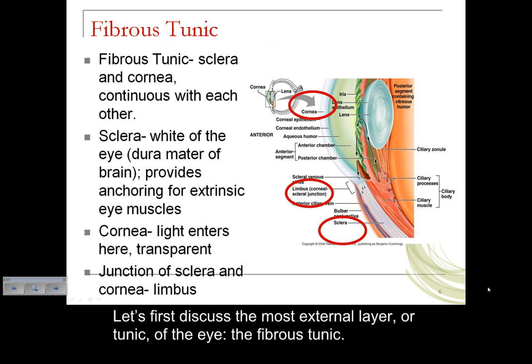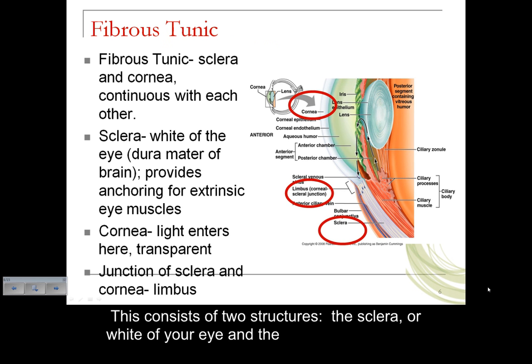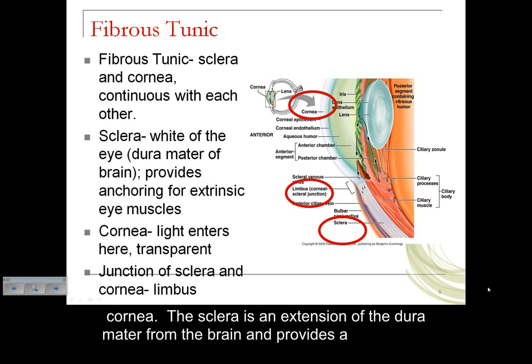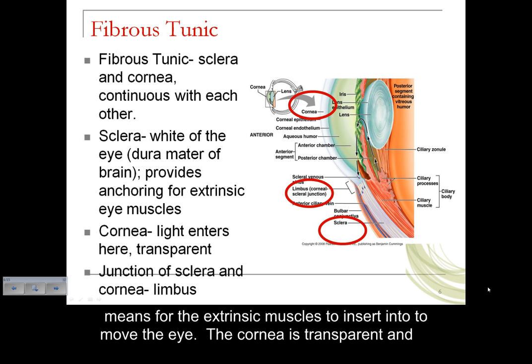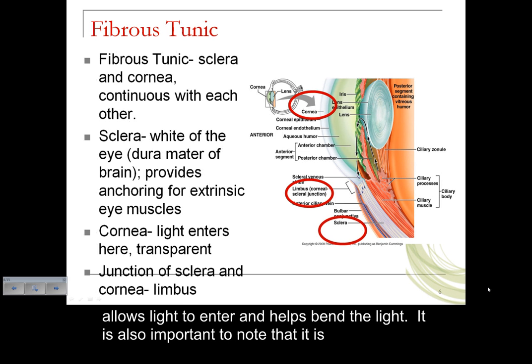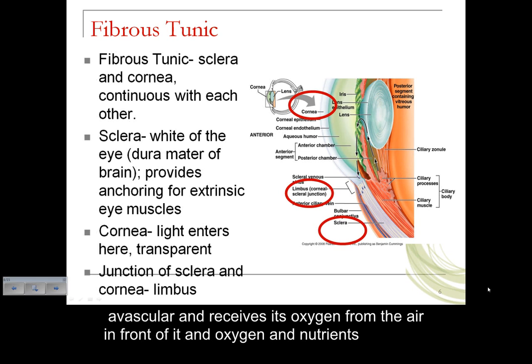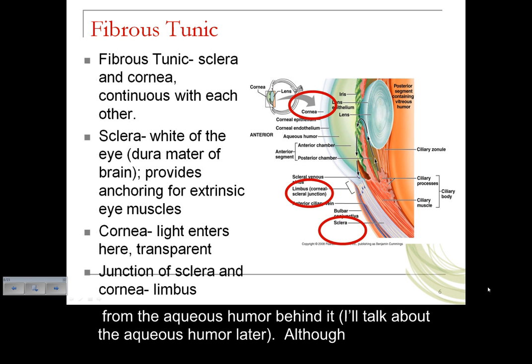Let's first discuss the most external layer or tunic of the eye, the fibrous tunic. This consists of two structures, the sclera or white of your eye and the cornea. The sclera is an extension of the dura mater from the brain and provides a means for the extrinsic muscles to insert into to move the eye. The cornea is transparent and allows light to enter and helps bend the light. It is also important to note that it is avascular and receives its oxygen from the air in front of it and oxygen and nutrients from the aqueous humor behind it. I'll talk about the aqueous humor later.